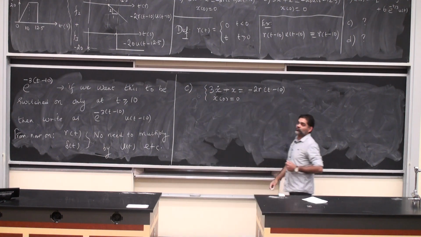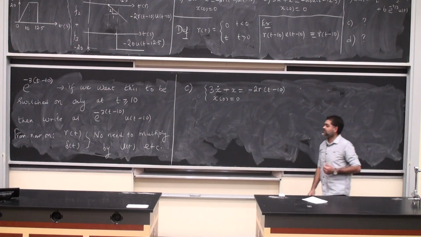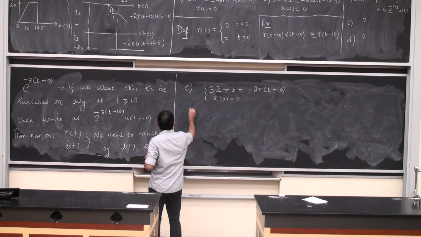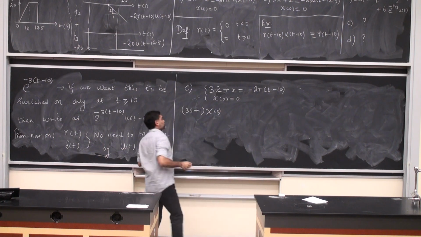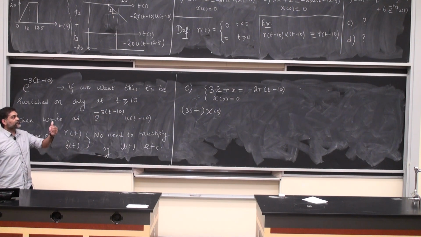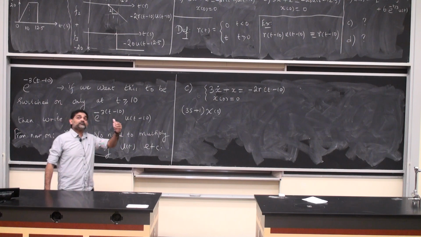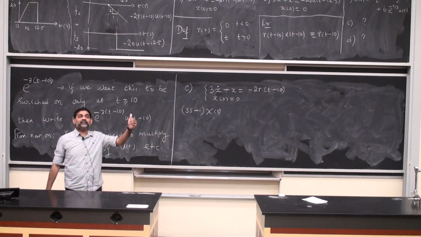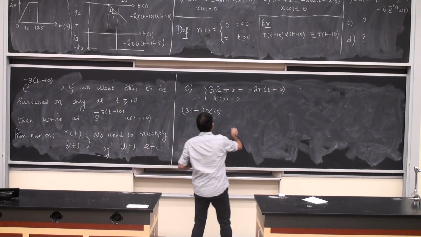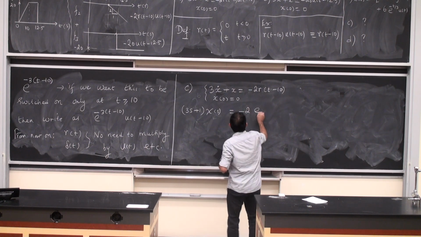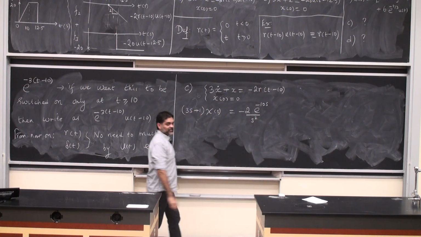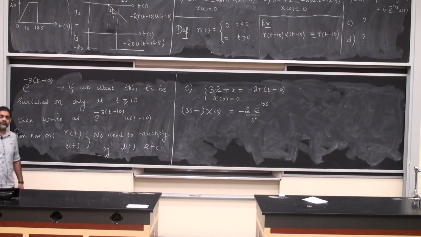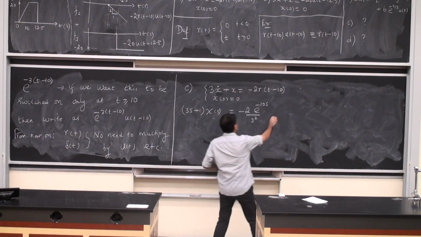Take the Laplace transform on both sides. You see that the time constant is 3. And so in this case I have 3s plus 1 times x of s. The Laplace transform of the shifted ramp function is nothing but the Laplace of the ramp function multiplied by the exponent to the power of the shift, which is minus 2 times e to the minus 10s by s squared. Okay, this is what we had written it out as. Then I write x of s, so this gives me x of s.